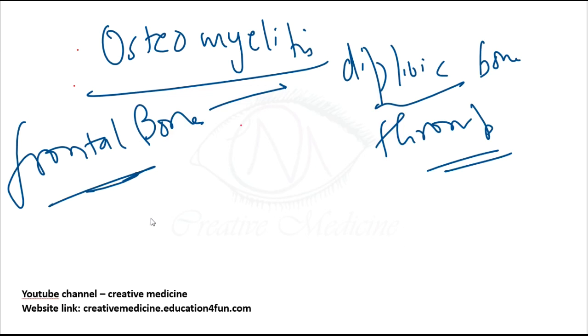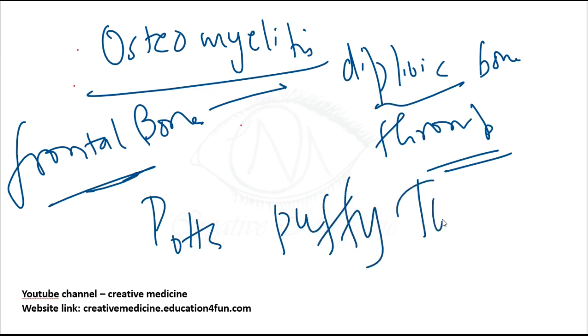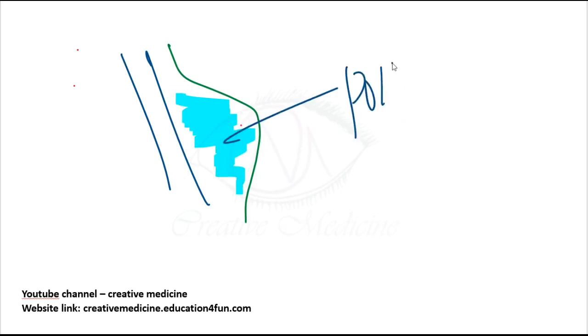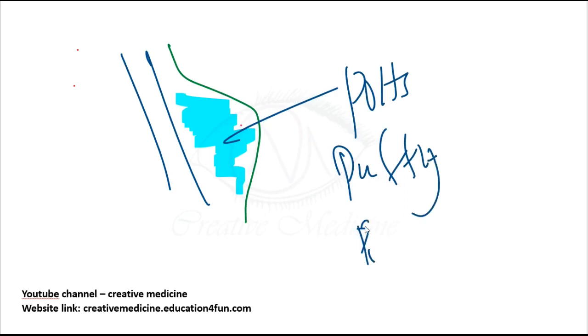The patient will have Pott's puffy swelling. There is puffy swelling under the periosteum of the frontal bone, which is called Pott's puffy tumor. Any bone is actually covered by the periosteum, so there will be a swelling in the periosteum of the frontal bone, and this swelling is called Pott's puffy tumor, because of this osteomyelitis.